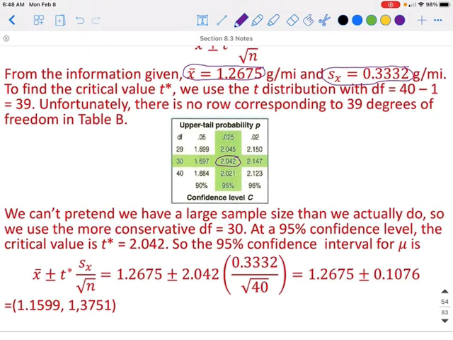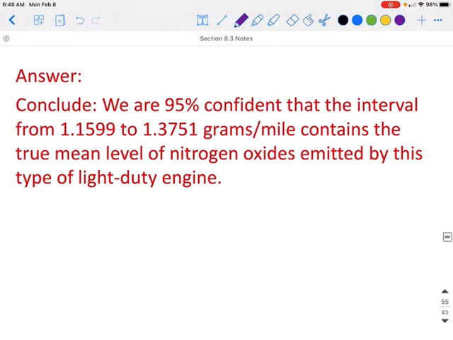So if we plug all this information into our equation, we're going to end up with an interval of 1.1599 to 1.3751. So again, for the conclusion, you just need to bring this all back together into context. And we are 95% confident that the interval from 1.1599 to 1.3751 grams per mile contains the true mean level of nitrogen oxides emitted from this type of light-duty engine.